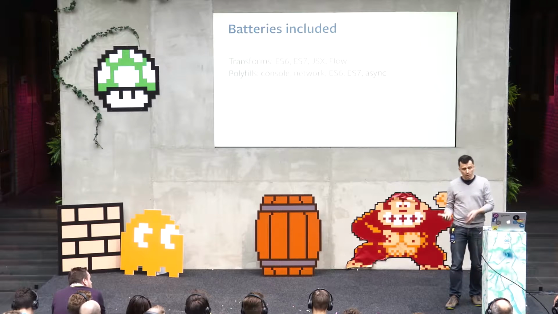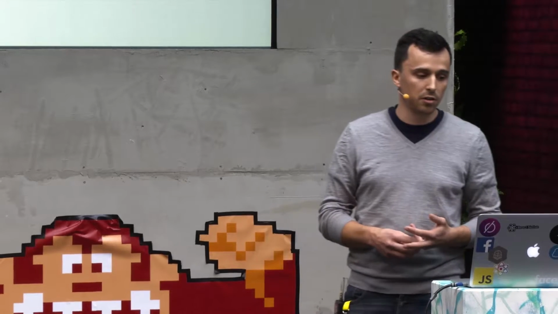So we give you a console API, network API, like in the browser, XMLHttpRequest, and fetch. ES6 and ES7 features. We also have support for async and await keywords.